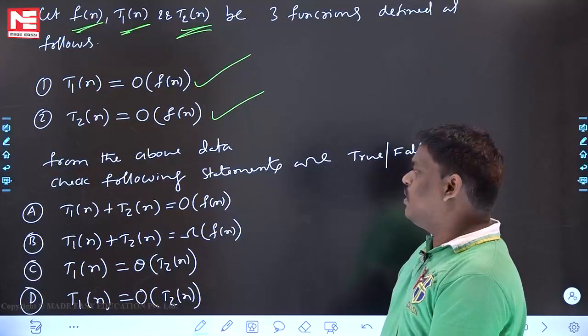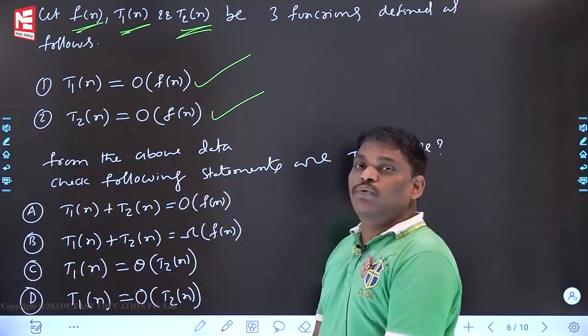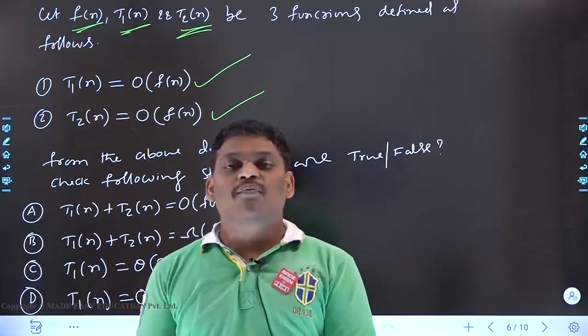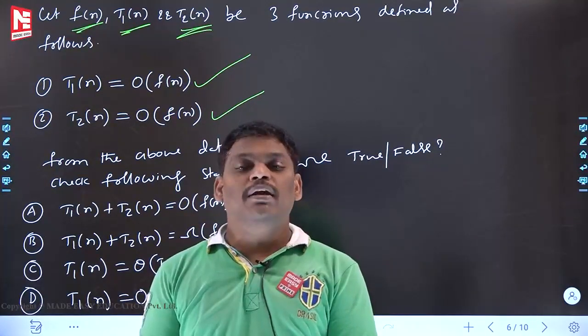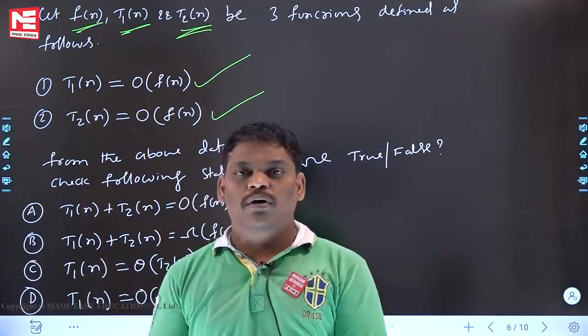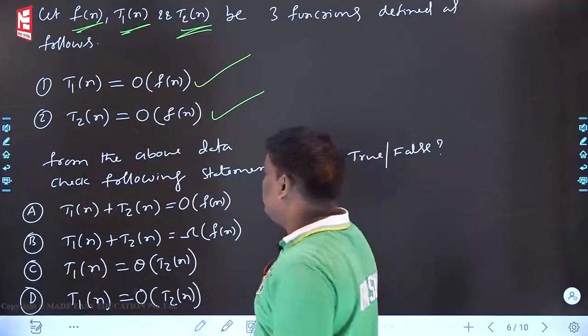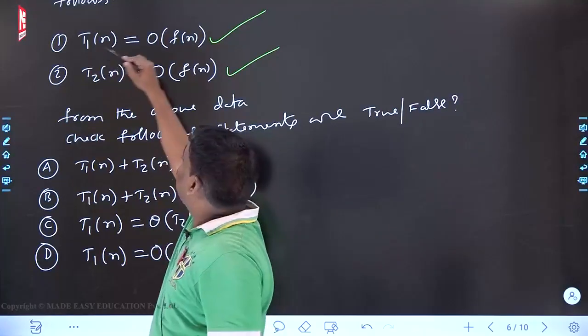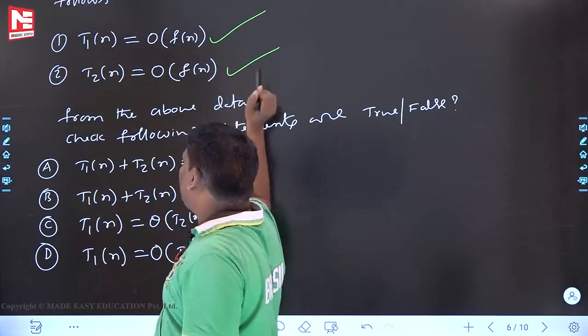I am thinking you are a little bit fine now. Let me ask you. Comparing T1, what is the answer? F of n may be greater or equal. Comparing T2, f of n may be greater or equal. That's fine now. Now see the answers. T1 upper bound is f of n, T2 upper bound is f of n, it's okay.